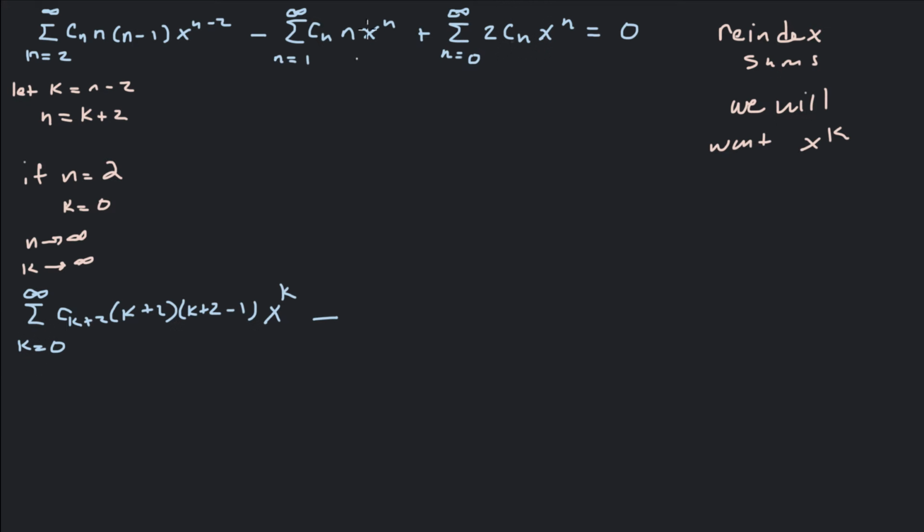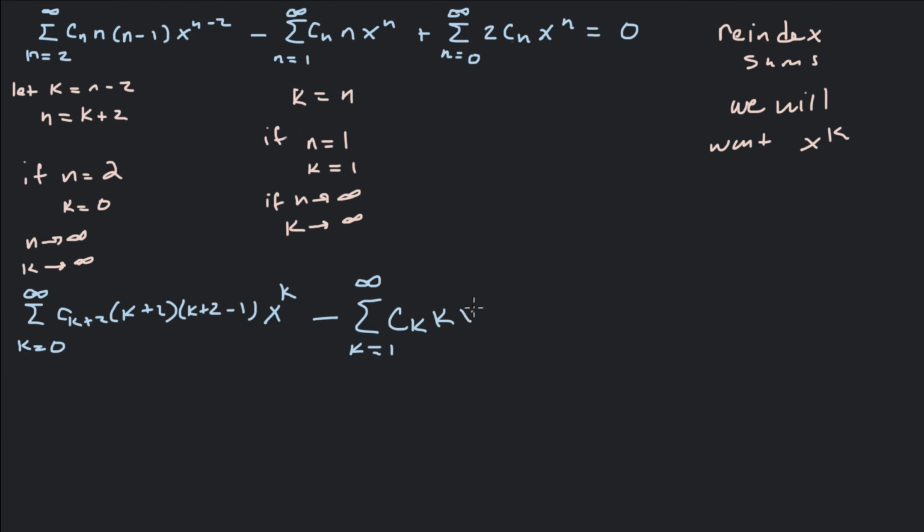Now the next series, we're going to do a different index. We're going to say k equals n, because I just want this to become x to the n, so we're just going to let k equal n. So there's really no re-indexing happening, we're just changing the summation variable. So if n equals 1, then k equals 1. And if n goes to infinity, then k goes to infinity as well. So the second series becomes the sum, k equals 1 to infinity, c_k times k, x to the k.